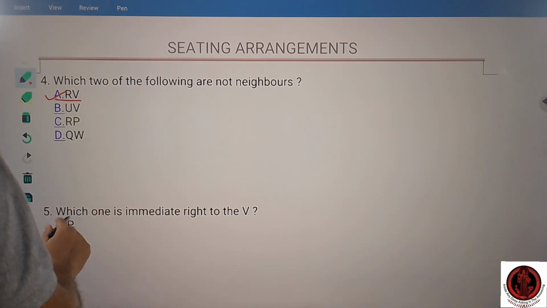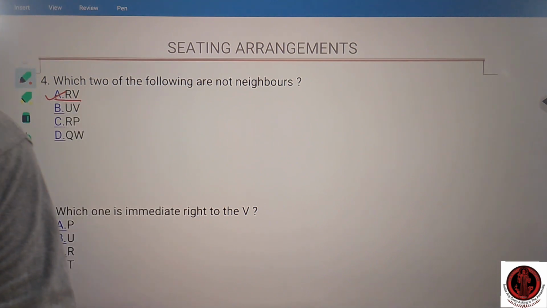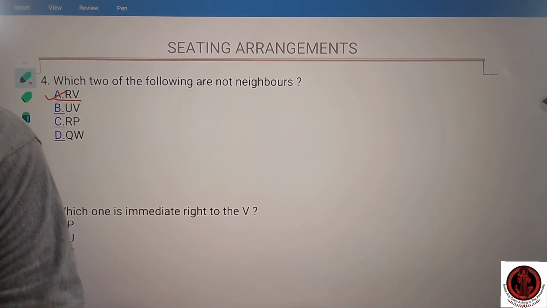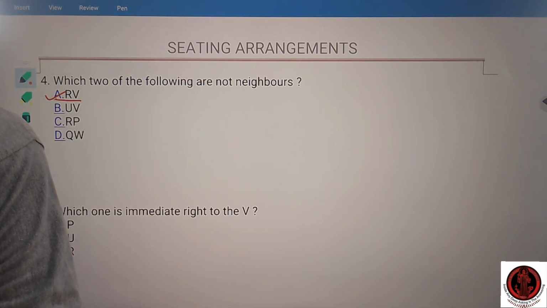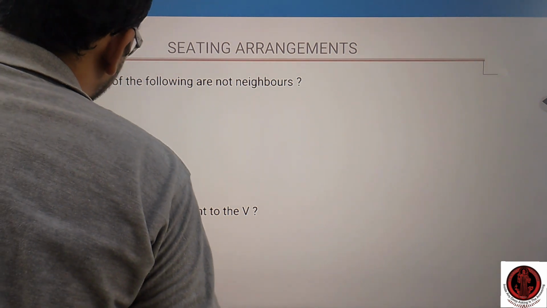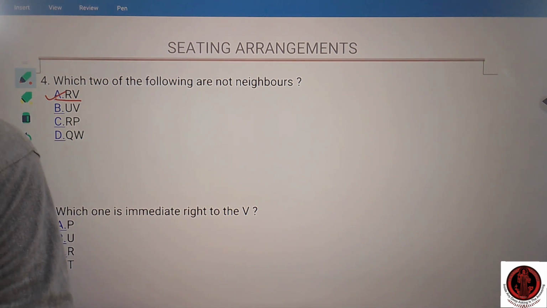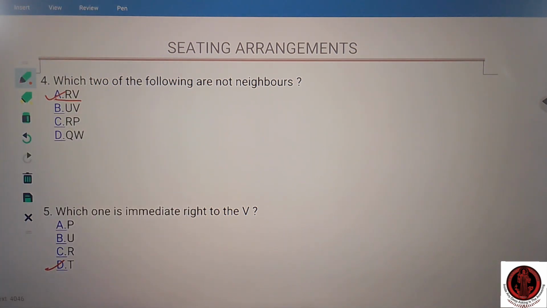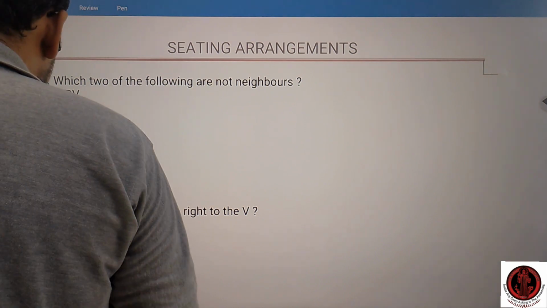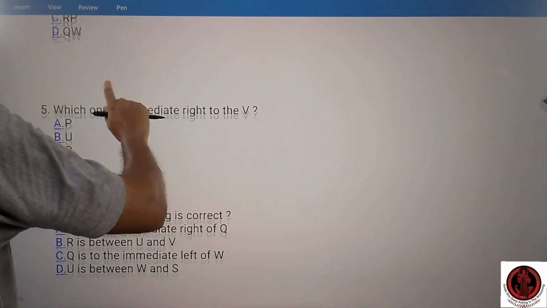Okay. Now which one is immediate right to V? Because all are facing the center. In this problem, all are facing the center. So immediate right to V is T. So the answer is option D.